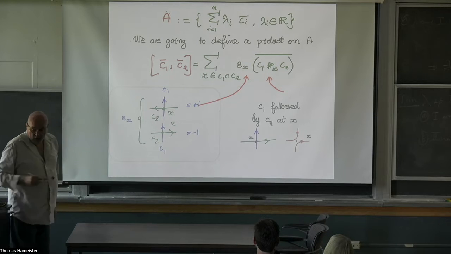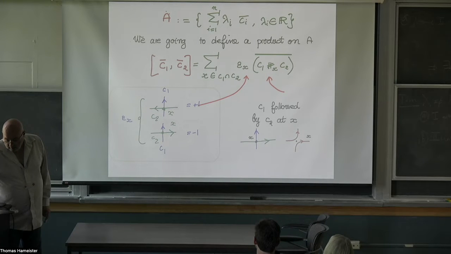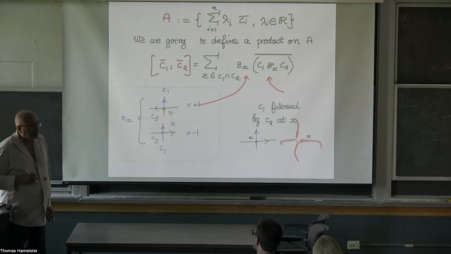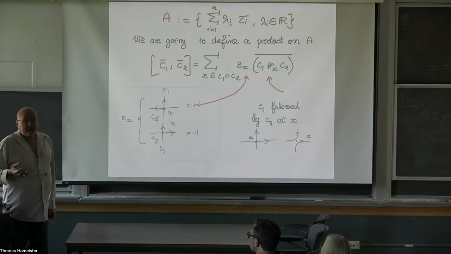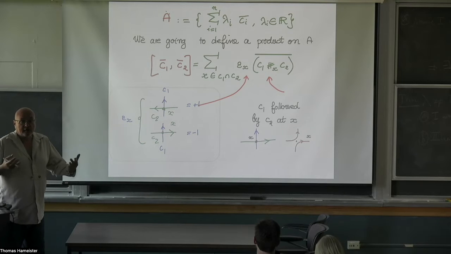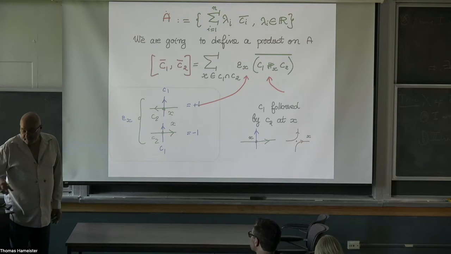So that amounts to sort of changing the curve near the point, so you first go along C1, and then you go along C2, right? So that's a very simple product that you can define, even though it's only defined on nice representatives so far.